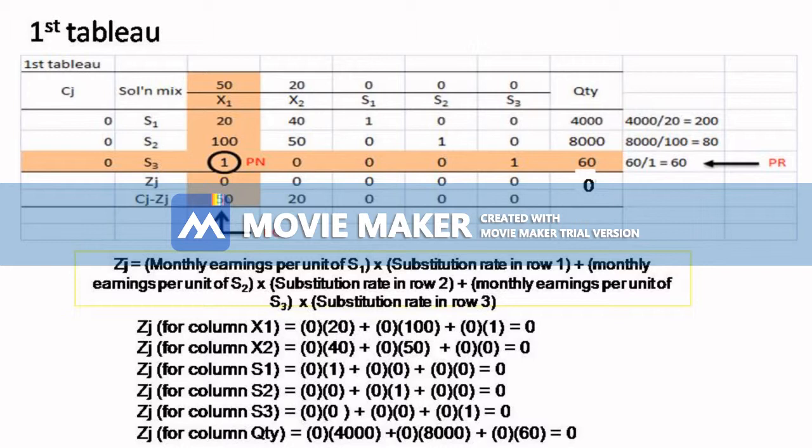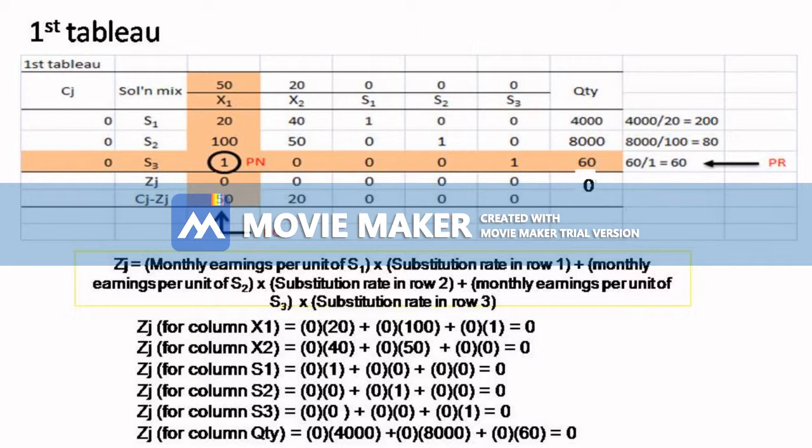Know your PR or your pivot row by dividing each amount in the quantity column by the corresponding number in the pivot column. So the row with the smallest non-negative number calculated in this fashion will be replaced in the next tableau. So in this problem, we have here 4,000 divided by 20, we have 200, 8,000 divided by 100 equals 80, and 60 divided by 1 equals 60. So the smallest non-negative number is 60. So that row will be your PR.